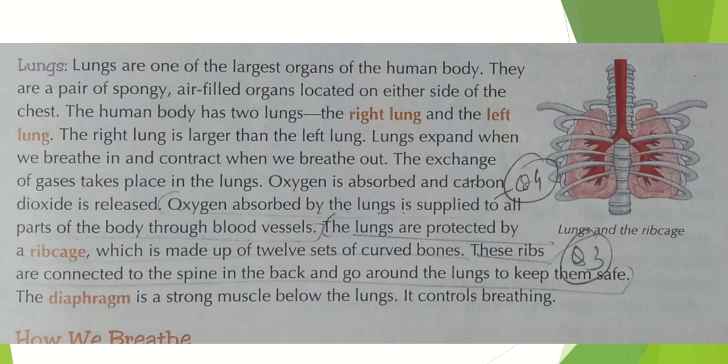Then lungs expand when we breathe in and contract when we breathe out, same like a balloon. Oxygen is absorbed and carbon dioxide is released. The lungs are protected by a rib cage. Now, what is the rib cage? You can just touch your chest and you feel the bones, which are the rib cage. They protect the lungs, and are made up of 12 sets of curved bones, interconnected with the spine.